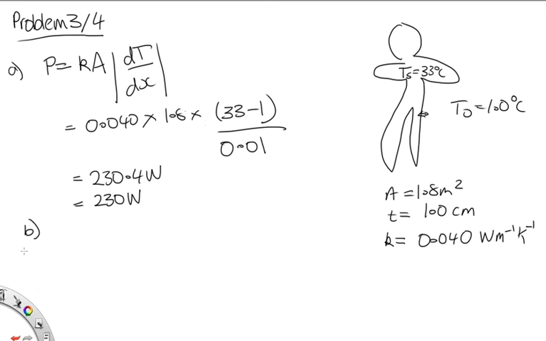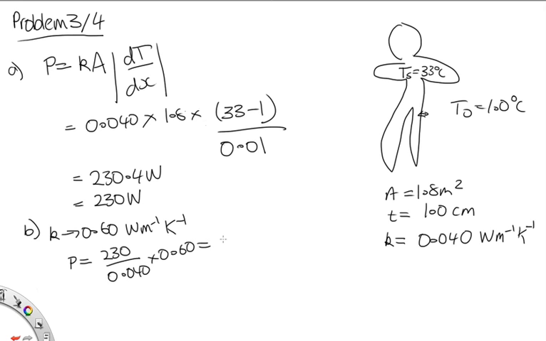Okay, part B. Now the skier falls into water and his clothes become soaked. K changes as heat flows more readily through water. So the new K is 0.60 watts per meter per Kelvin. And so the new P, the only thing which will change will be this K. So we can do 230 over 0.040 times 0.60. Solving that on the calculator, we get 3,456 watts. So this is a lot larger, a lot more heat will flow through, which is why when you get wet, you get cold much faster.